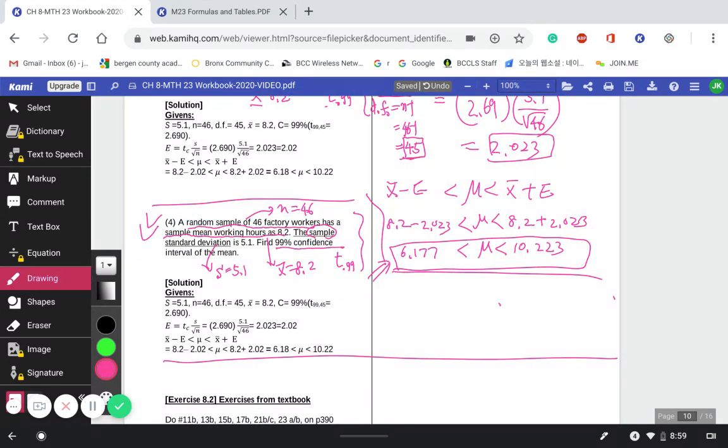Okay. So that's how you find the estimate when sigma is known or sigma is not known. Okay. So study this and I will talk to you.